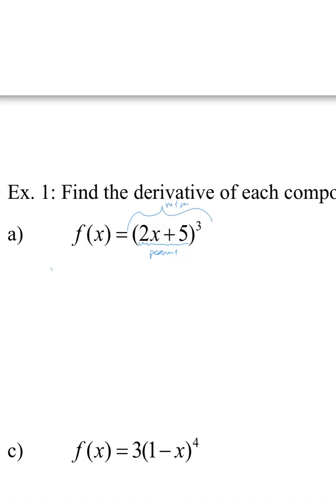Right? So when I go to do this derivative, I'm going to do the derivative of the peanut first. So the derivative of just the peanut, right? Just the stuff inside is 2. And then the derivative of the whole thing. Let me switch colors so you can see this is different. That means I'm taking the 3, I'm putting it out in front of the whole thing. I keep the stuff that's in the parentheses and I subtract 1 from my exponent. And when I clean that up, the entire derivative here is 6 times 2x plus 5 squared. Okay, let's try another one. Here comes part B.